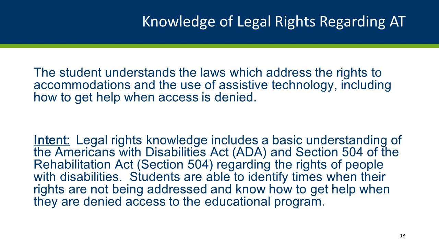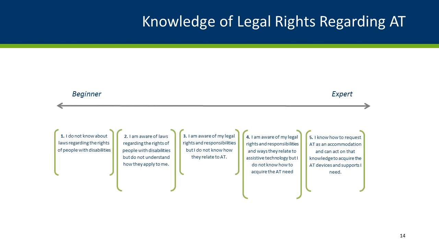Now, we can begin to do that in the K-12 setting, just in order to help prepare students for that move to college when there won't be anybody necessarily who can teach this skill. So let's move on. Here's the matrix again. Everything from I do not know about the laws regarding my rights to number 5, I know how to request AT as an accommodation and can act on that knowledge to acquire the AT devices and supports I need.